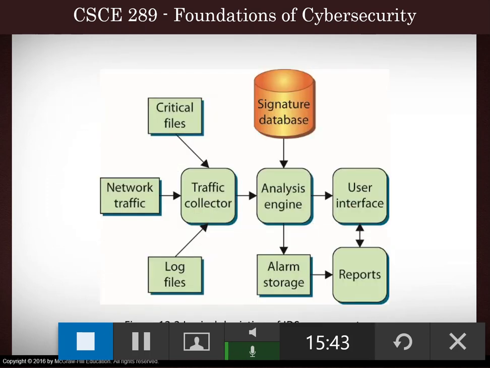Let's go back one minute to see this again. Make sure you've got it. Remember, these are software. This isn't a hardware diagram. You're going to collect the traffic, you're going to analyze it, you're going to decide if you need an alarm. If so, you're going to notify the user.